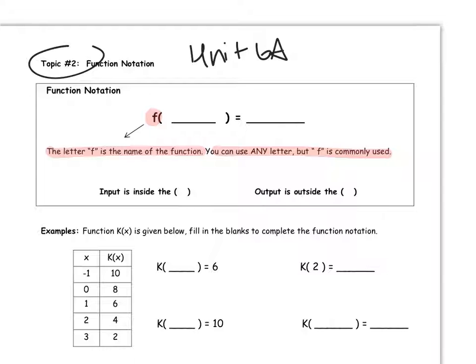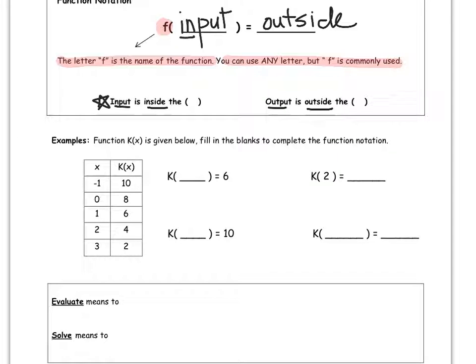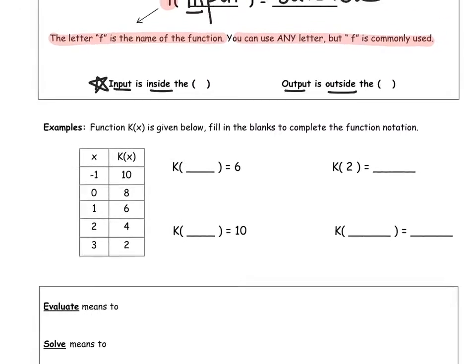Alright, so function notation is just a way of listing inputs and outputs. So if you see the letter F, there's always parentheses next to it, and what goes inside the parentheses is the input. What goes outside the parentheses, on the other side of the equal sign, is the output. So as a little reminder, input is inside the parentheses, output is outside, okay? Function notation is just used to list inputs and outputs.